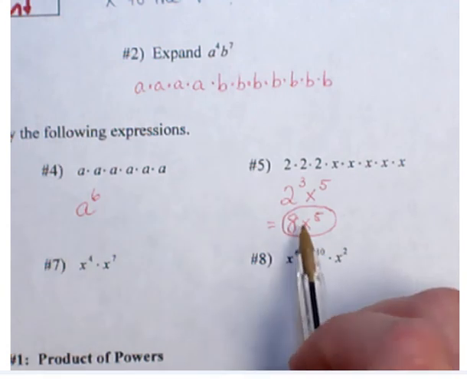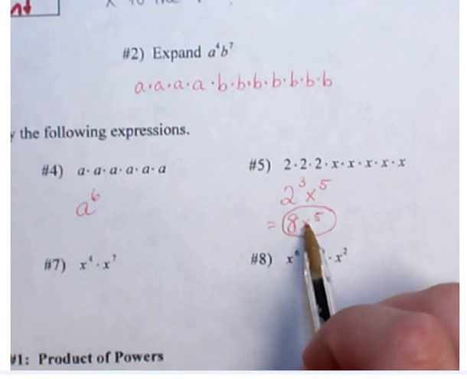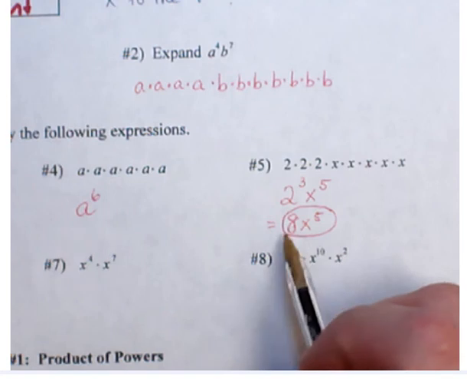Then also notice we don't put a times symbol between 8 and x. We just write this is the coefficient. We write it next to the variable, and when you see this, you know it's multiplying. 8 times x to the 5th.